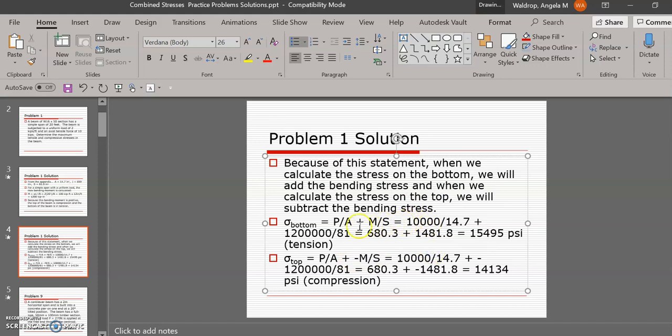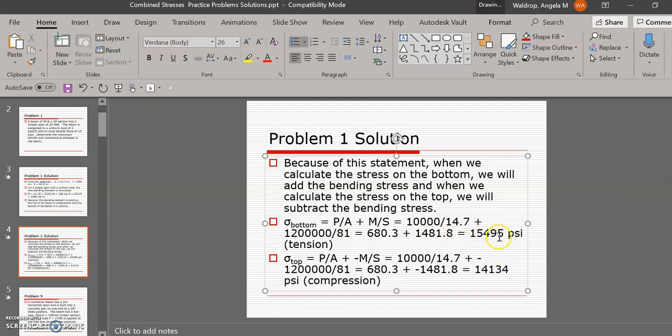So the normal stress is very simply calculated with the values that we looked up from the appendix, the 10,000 and the 14.7. And then we're going to put in the M that we calculated, and the S, which is also taken directly from the appendix. We do those calculations and add our numbers up, and this is what we get.